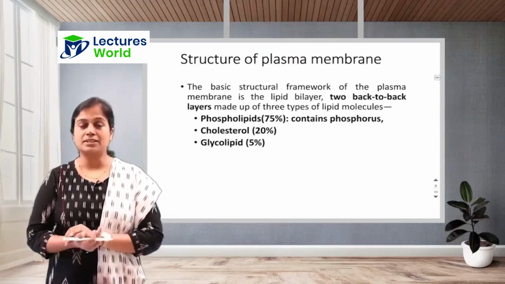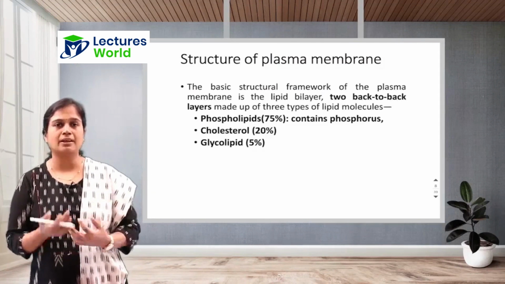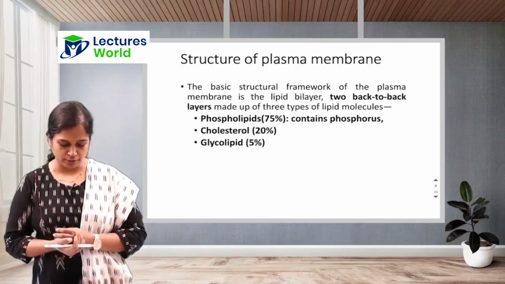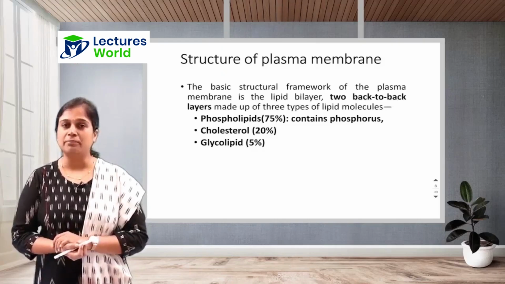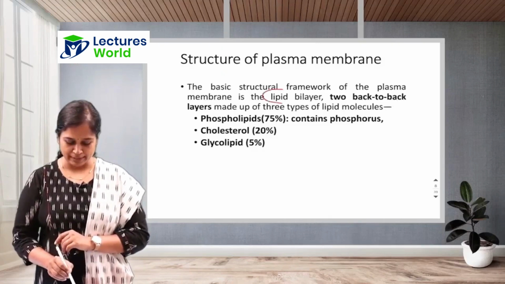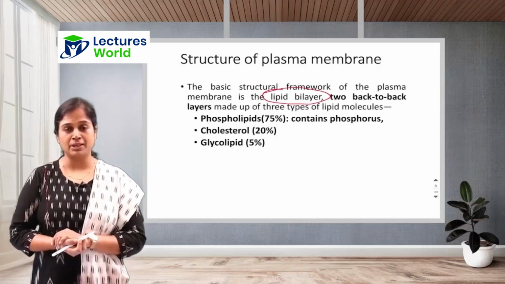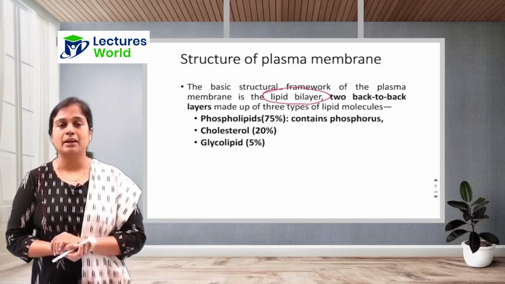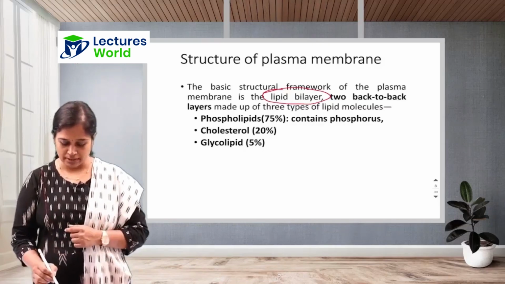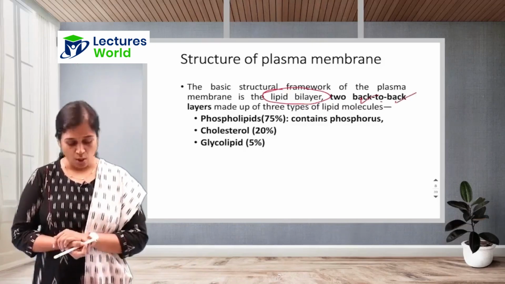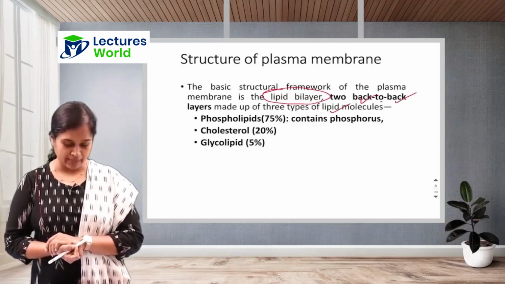So we will see the structure of the plasma membrane. We saw the composition of the plasma membrane. Now we will learn about its structure. The basic structural framework of the plasma membrane is the lipid bilayer. So whenever we say plasma membrane, we must have the concept of the lipid bilayer. Why is it called a lipid bilayer? Because there are back-to-back two layers of lipid molecules. That's why it is called a lipid bilayer.